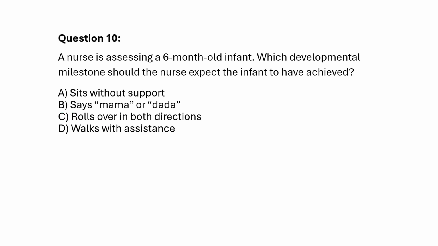Question 10. A nurse is assessing a 6-month-old infant. Which developmental milestone should the nurse expect the infant to have achieved? A. Sits without support. B. Says mama or dada. C. Rolls over in both directions. D. Walks with assistance. Correct answer is option C. Rolls over in both directions.